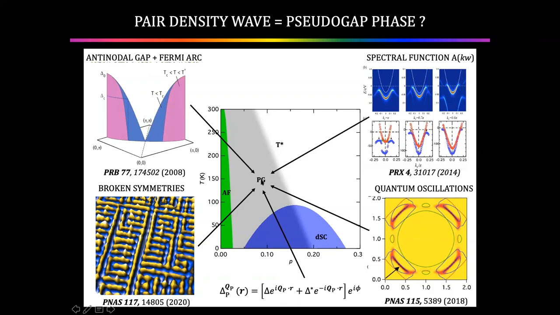If it is a phase fluctuating pair density wave, then the whole phase diagram of the cuprates is understood within the same Hamiltonian, the t-J model, strong coupling, whole dope spin liquid, and at least at the level of the phase diagram, that would represent the solution of the cuprate problem. Okay, so that's what we still need to do in order to finally come to the conclusion of this odyssey.